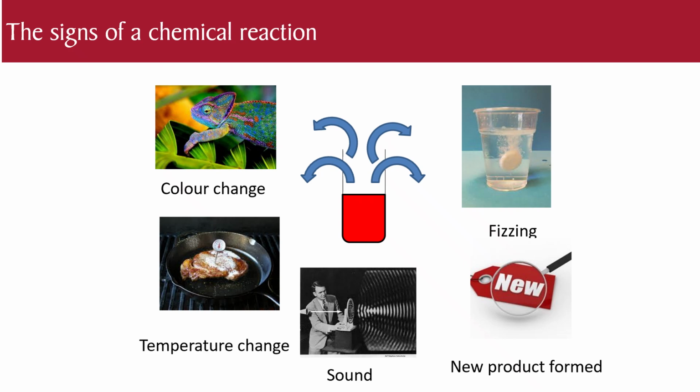You've got colour change, temperature change, so it could get hot, it could get cold, it could make a noise, there could be a fizzing, so bubbles getting given off, or there could be a new product that's formed. So you need to now think about how you're going to remember those 5, and when you're asked signs of a chemical reaction, you can just list them.